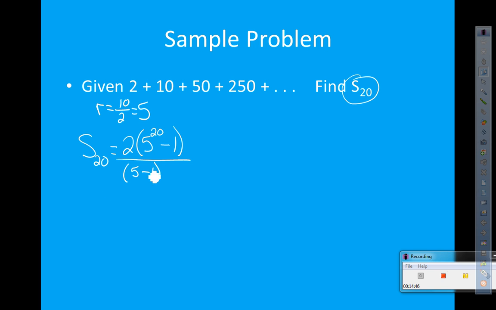You have to have parentheses down here, or you have to do that in your head. Either one works for me, as long as you get the right answer. Hit pause on the video. Run that through your calculator, and you should get approximately 4.77 times 10 to the 13th. It's a big number. But if you look at how these numbers are growing, timesing them by 5 every time, I'm up over 1,000 already. Then that means I'm up over 5,000 and 25,000. By the time I get to the 20th term, it's big. So here's another one.